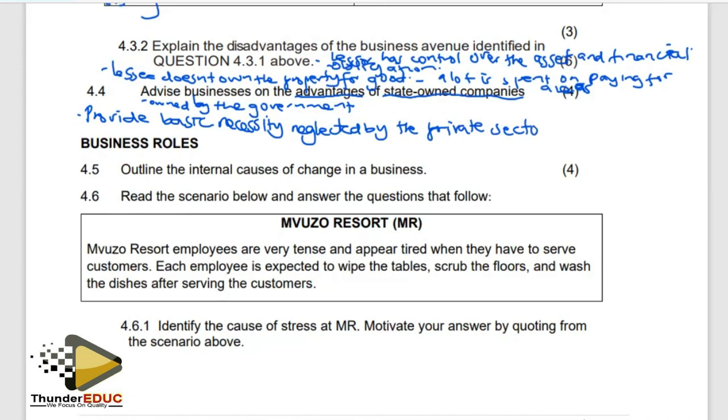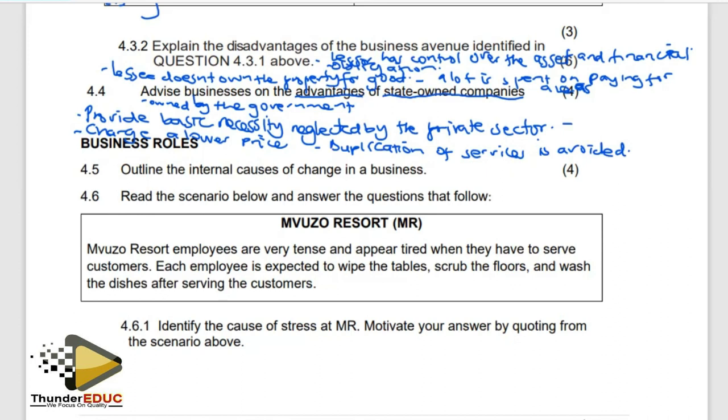State-owned companies supply their goods and charge a lower price, because their intention is to improve the standards of living of people. They avoid duplication of services because they tend to operate as monopolists. Duplication of services is avoided because they tend to operate as monopolists. There is a planning body responsible for managing.